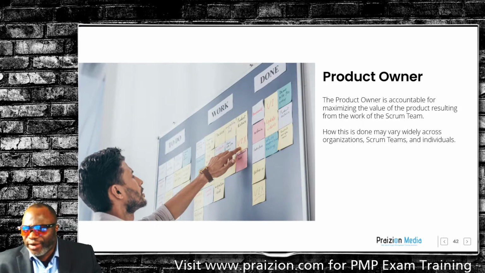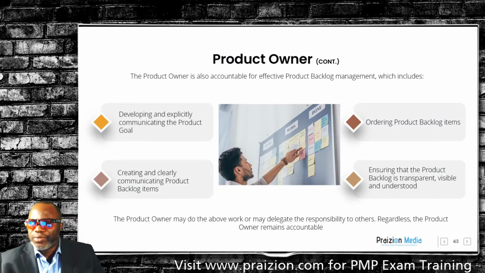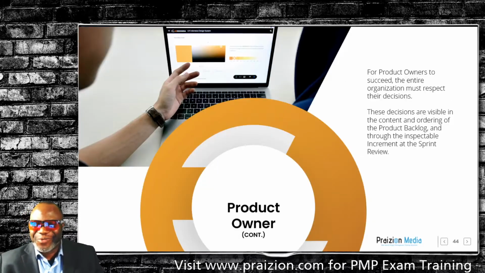How this is done may vary widely across organizations, Scrum teams, and individuals. The product owner is also accountable for effective product backlog management, which includes developing and explicitly communicating the product goal, creating and clearly communicating product backlog items, ordering product backlog items, ensuring that the product backlog is transparent, visible, and understood. The product owner may do the above work or may delegate the responsibility to others. But watch this. Regardless, the product owner remains accountable. That could be a scary word if you don't have your wits about you, right?